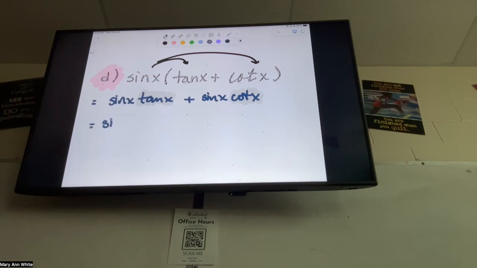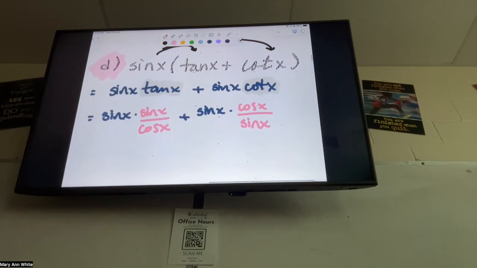I still have that sine x in front, but tangent is now sine over cosine. And cotangent is now cosine over sine. Okay. See how nice and clear I wrote it out? You can also make those sine x's over 1, so you can see any canceling or any combining we can do.